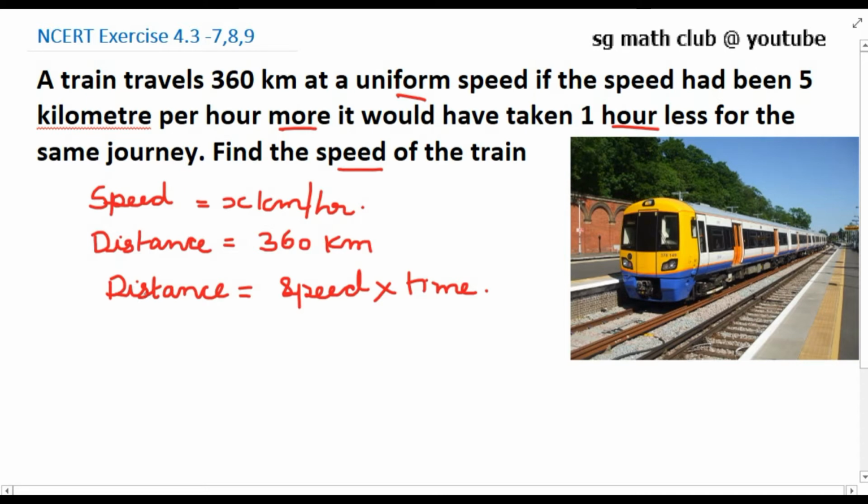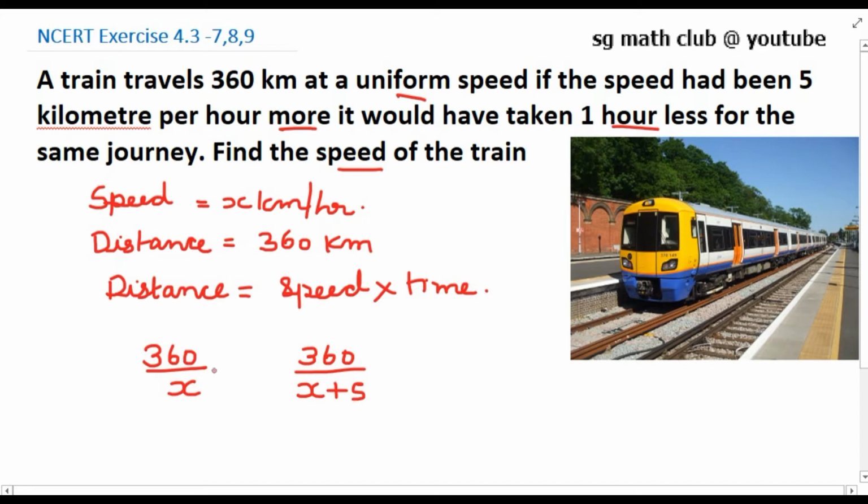So first, if the train had taken this much time, later it has increased the speed, so the time taken will be less since it has increased the speed. For example, I can say first, if the speed is x and the distance remains the same, to travel 360 km, suppose we take it takes 4 hours, then the speed has increased, then definitely it will take 1 hour less. That means it takes 3 hours only to reach the destination.